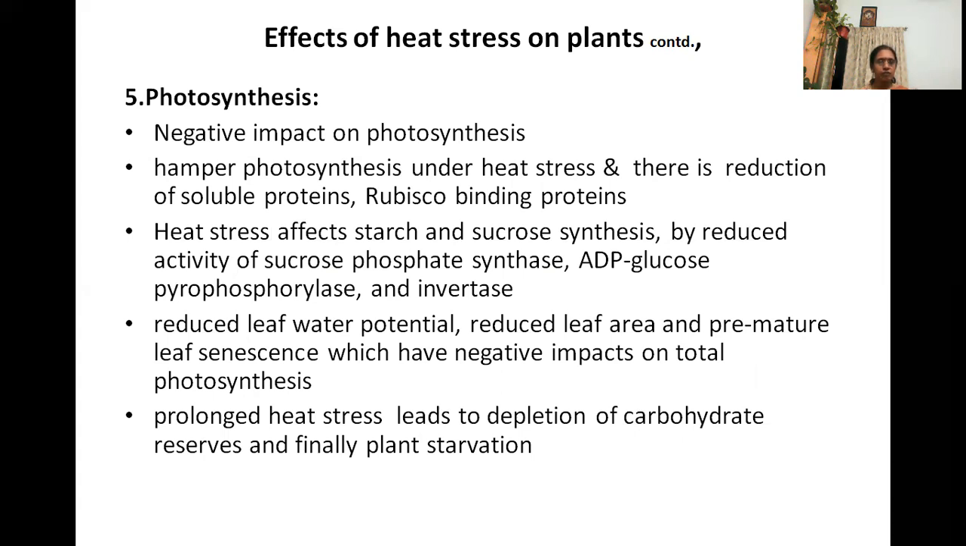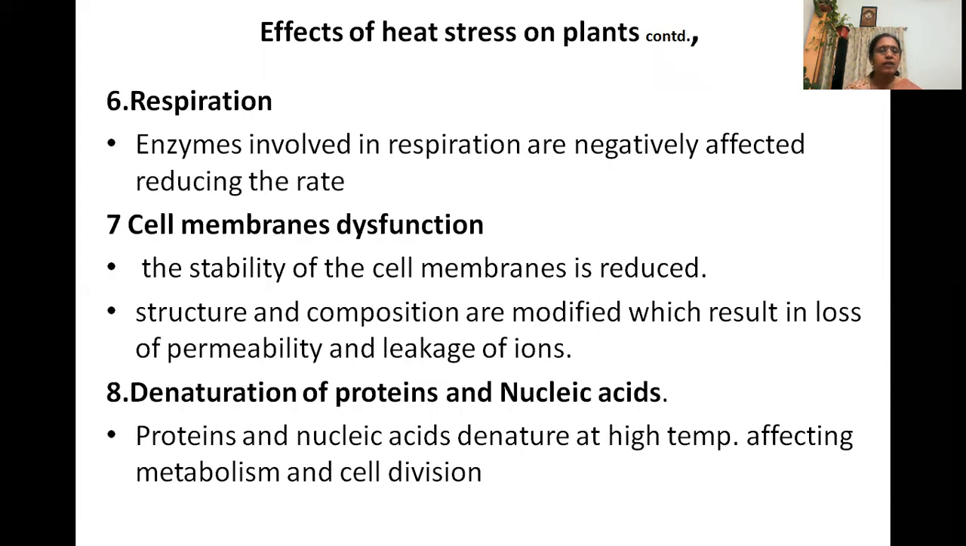Because if the leaf area is reduced, then surface area for the photosynthesis to take place is reduced. So this finally leads to reduction in the photosynthesis. And next is prolonged heat stress. If the heat stress is for a very long period of time, this leads to depletion of carbohydrate reserves, and finally the plant will starve to death. And then respiration. It is also negatively affected by reducing the rate.